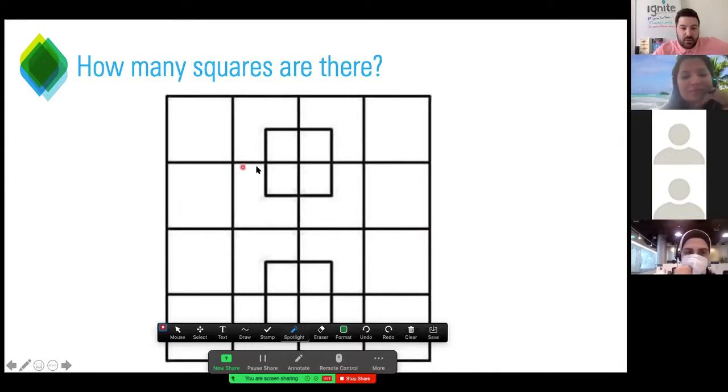Then you move down one because you can do a 2 by 2 here, you can do a 2 by 2 there, and a 2 by 2 there, and then you move to the bottom where you can do a 2 by 2 there, 2 by 2 in the middle, 2 by 2 there.